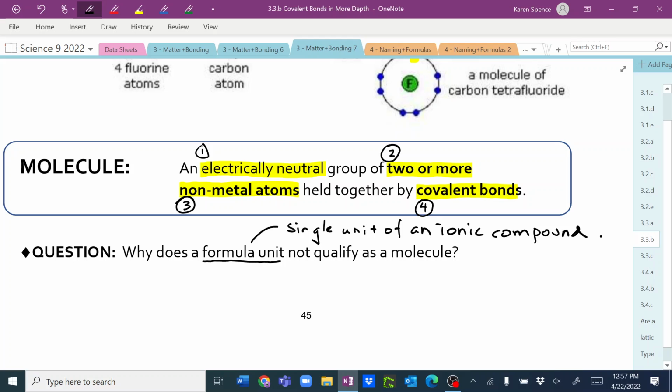So why does a formula unit not qualify as a molecule? Can you see anything in that definition of a molecule that does not work if we have a formula unit? Chat amongst yourselves, see if you can come up with some reasons why a formula unit does not qualify as a molecule.